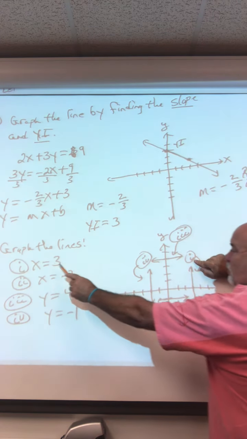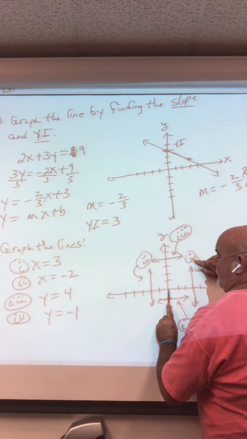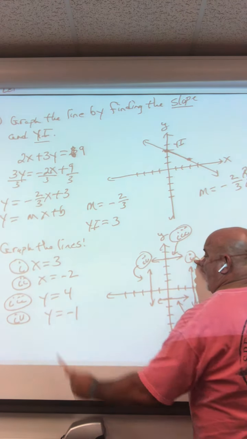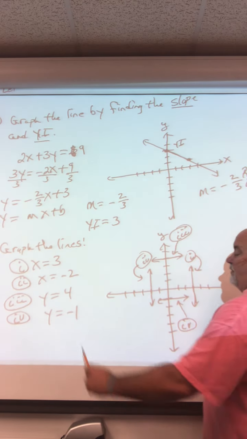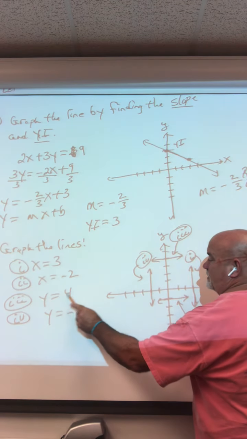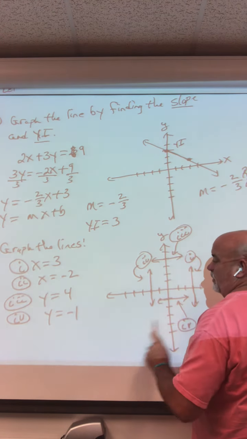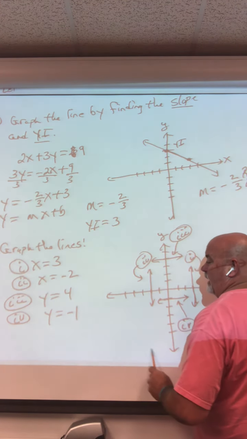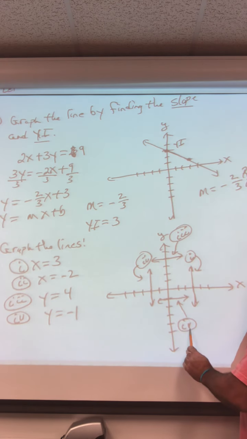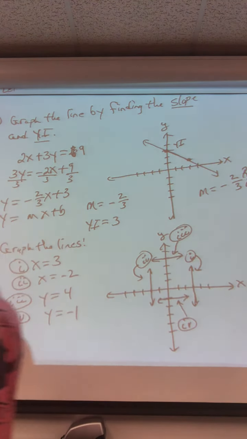So this is where number 1 is. Now, X equal negative 2, come to where X is negative 2, and draw a vertical line. Now, if it has just a Y, that's a horizontal line. So if it has just a Y, go up 4, where Y is 4, and draw a horizontal line. So this right here is the third one. And then Y equal negative 1, go down to where Y is negative 1, draw a horizontal line right there. That's number 4. So this is 4 different lines, 2 verticals and 2 horizontals.